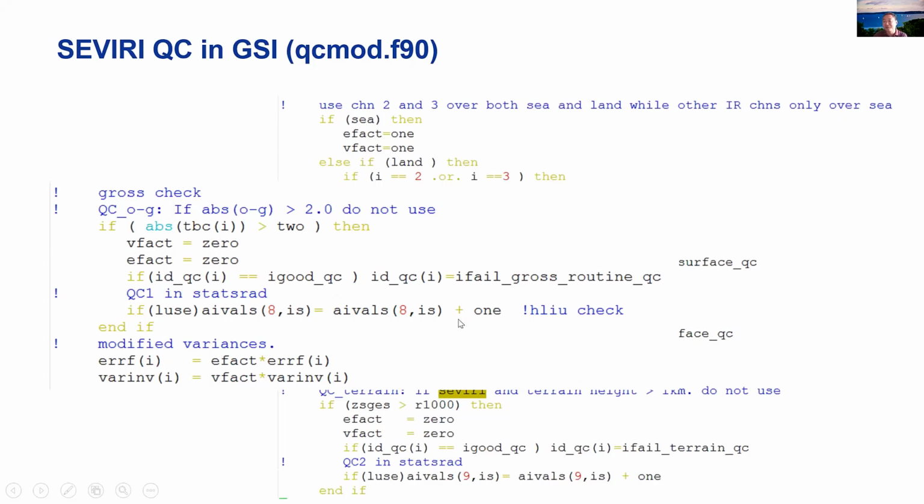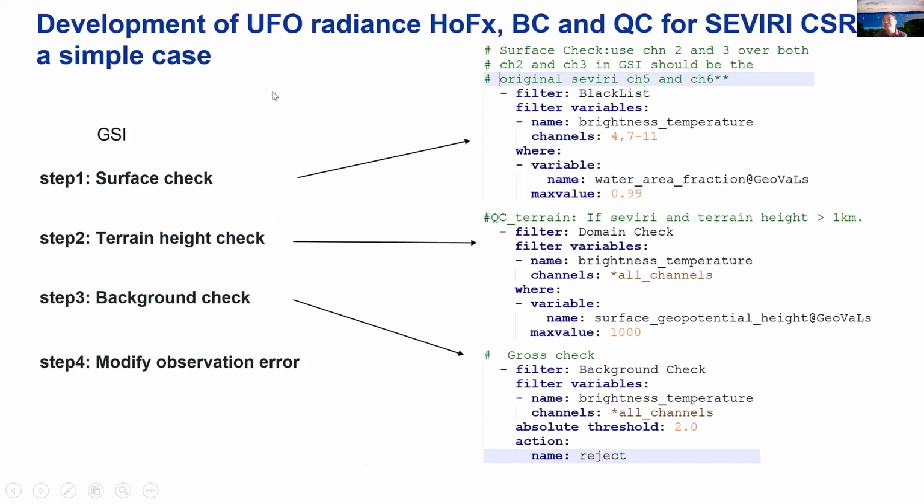So it works, but it's not very easy for people who are not very familiar with the GSI. And if you want to improve the QC for severity, you need to understand the GSI quite well. But currently, I think the JEDI UFO gave us some chance to just focus on what is really your expertise.